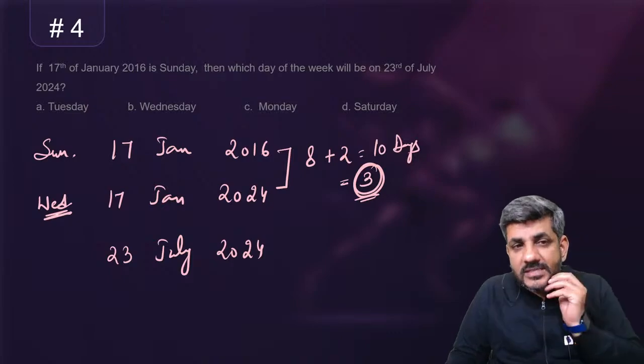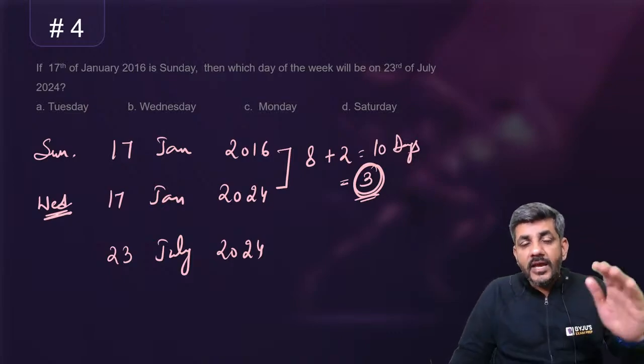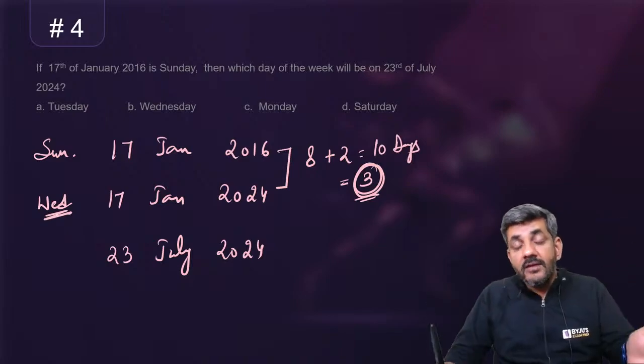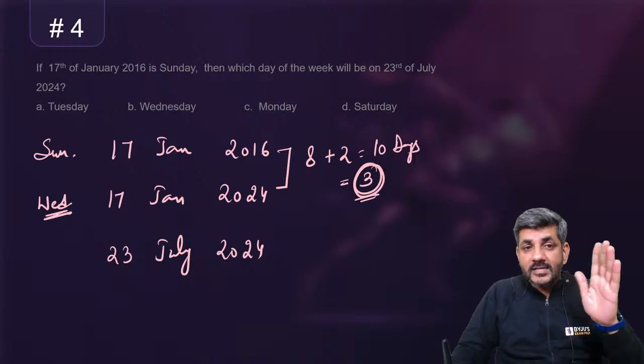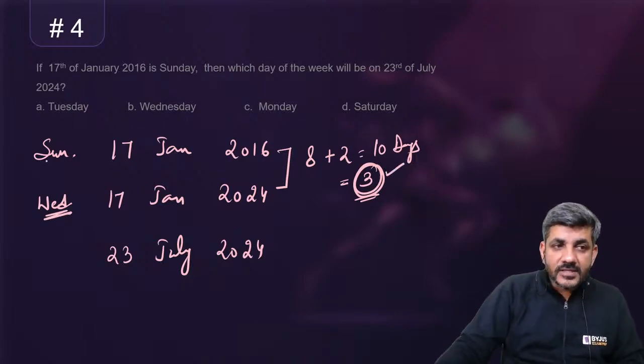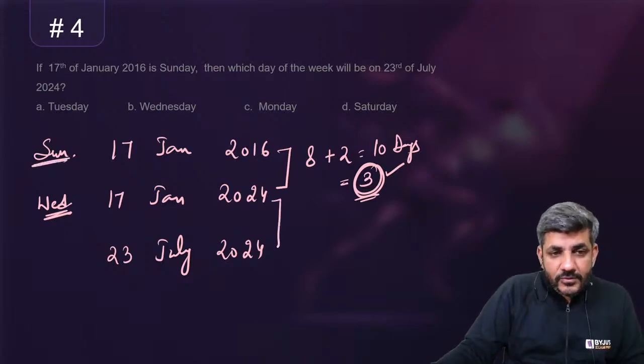So from 17th January 2016 to 17th January 2024, we have a total of 8 years which will have 8 extra days. And they will have 2 leap years. That means 2 more extra days. That makes total as 10. And 10 divided by 7 is 3. So if this day is Sunday, this day is Wednesday. And now I'm going from here to here.